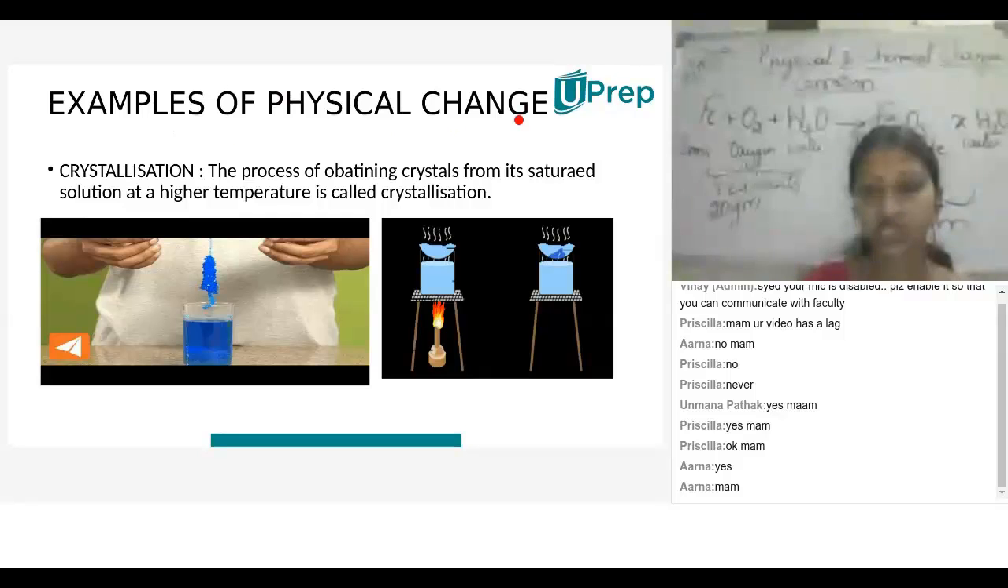Examples of physical changes: one is crystallization. I have already shown you the video about it.